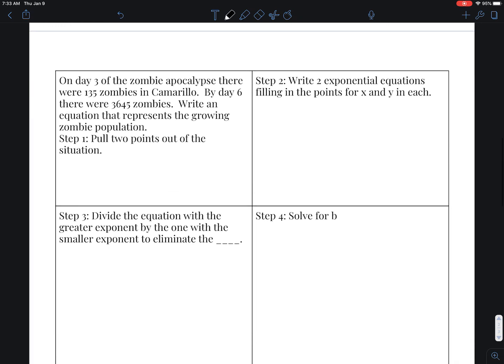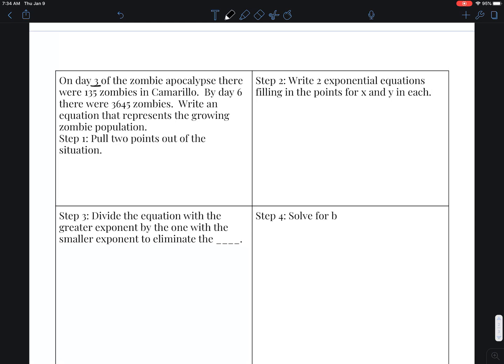So on day 3 of the zombie apocalypse, there were 135 zombies in Camarillo. By day 6, there were 3,645 zombies. We want to write an equation that represents this. So the first thing we need to do is figure out what our points are. So the days are going to represent our x values, and the number of zombies will be our y values.